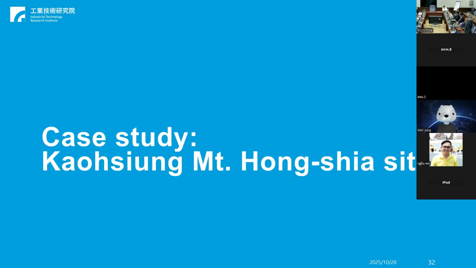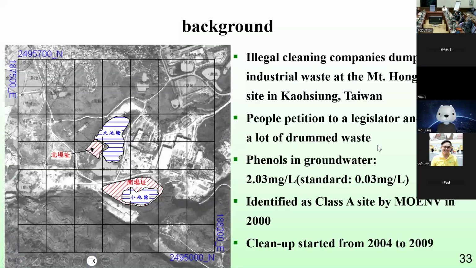So for the case study, this site arose because illegal cleaning companies took money from industry, accepted their illegal industrial waste, and then dumped it in this area. The people around here petitioned a legislator, and they found a lot of drum waste in this area.